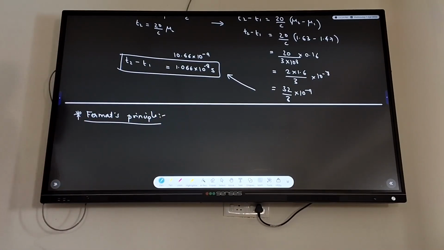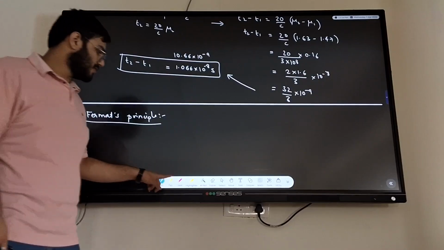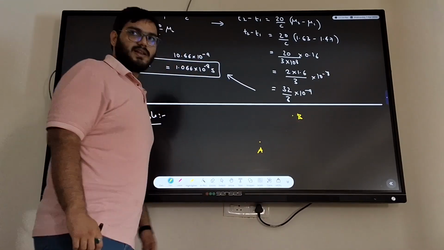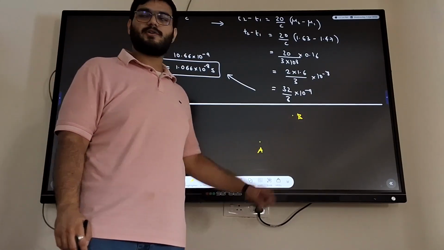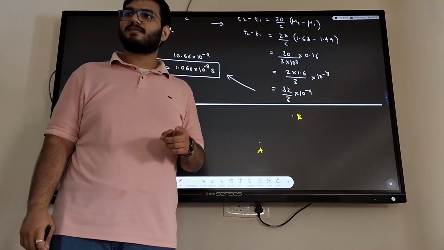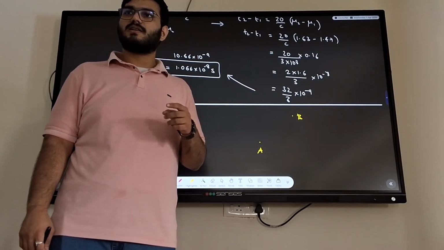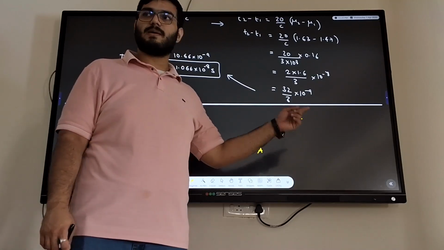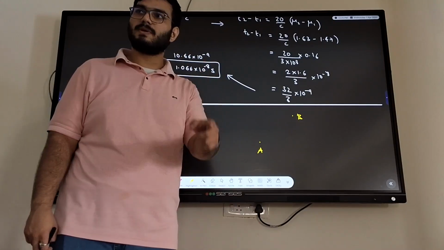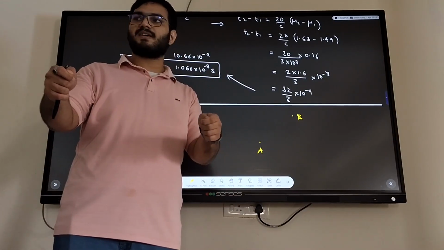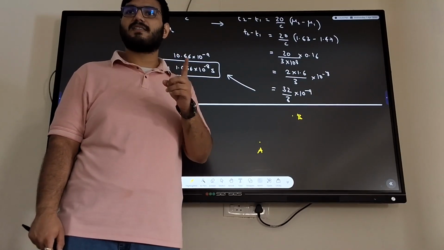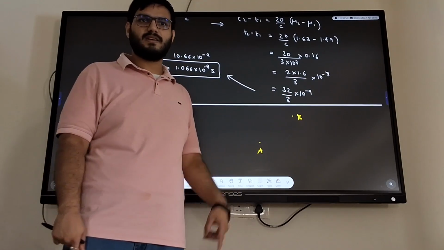What does Fermat's principle say? It says that going from one point to another, point A to point B, let's say light wants to travel from point A to point B, then it takes that path for which the time of flight is minimum. Some people may think that the distance should be minimum, that light always travels along lines for which the distance is minimum. Not so, no. It always takes that path for which the time is minimum. The time of flight.